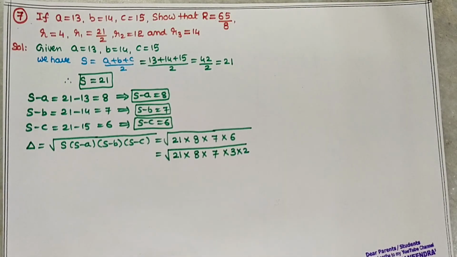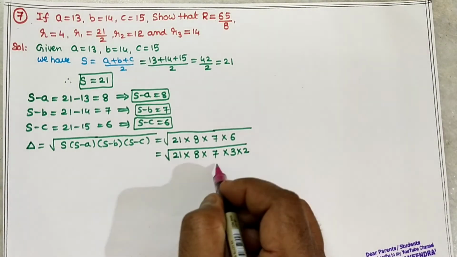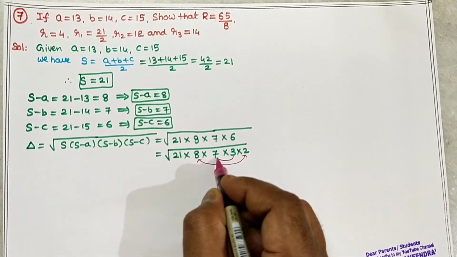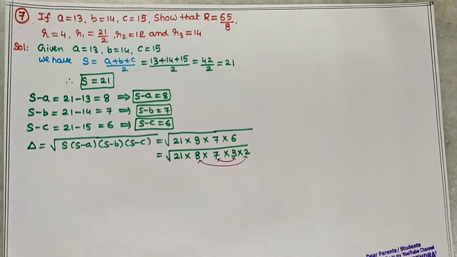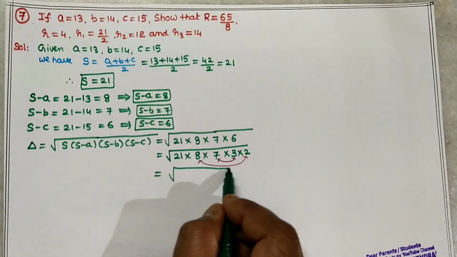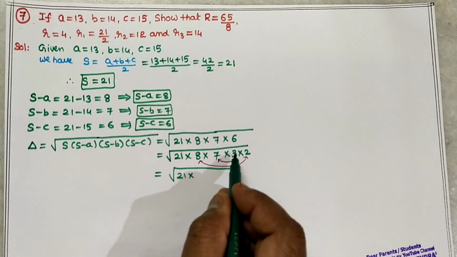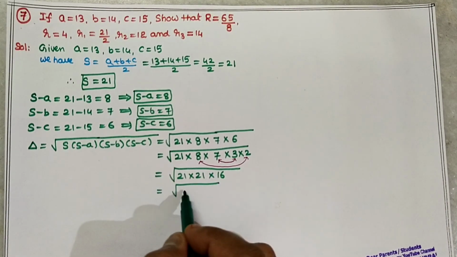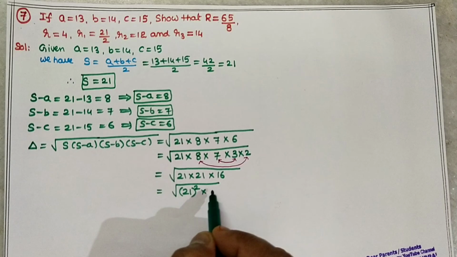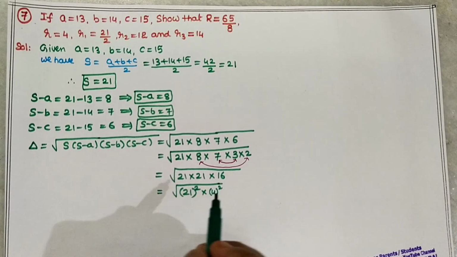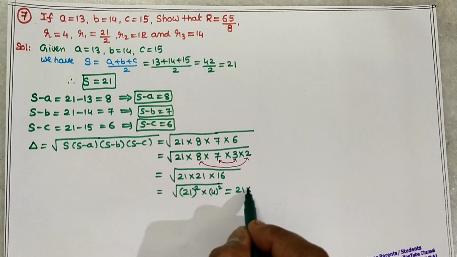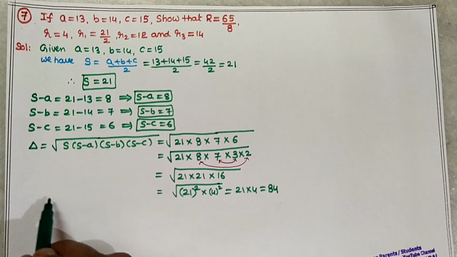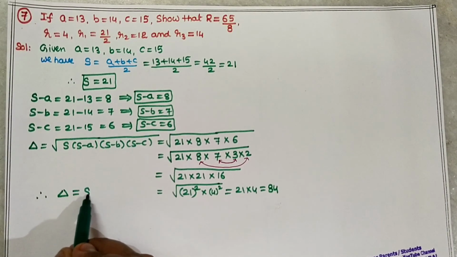So here, if you observe that carefully, 7 into 3, 8 into 2, make them as one term. So square root of 21 into 7 into 3 is also 21, 8 into 2 is 16. So root of 21 square into 16, 16 can be written as 4 square only, no? Square root cancels, we will get 21 into 4, which is equal to 84. Therefore, the value of delta is equal to 84.